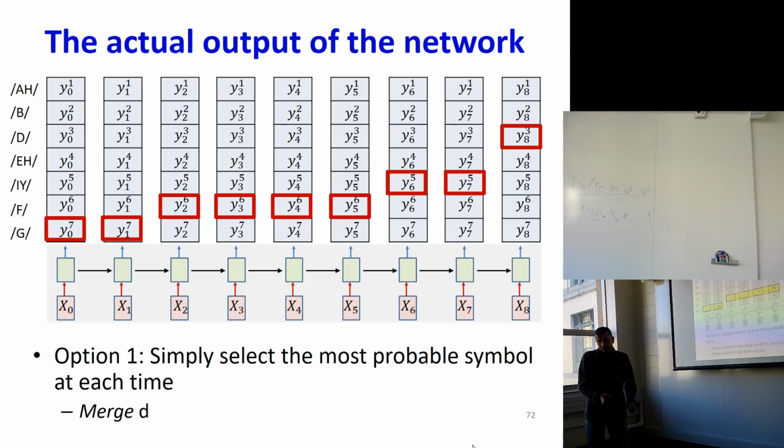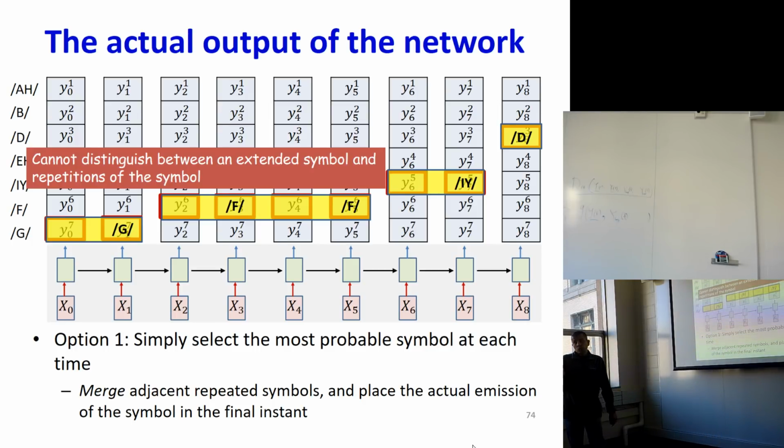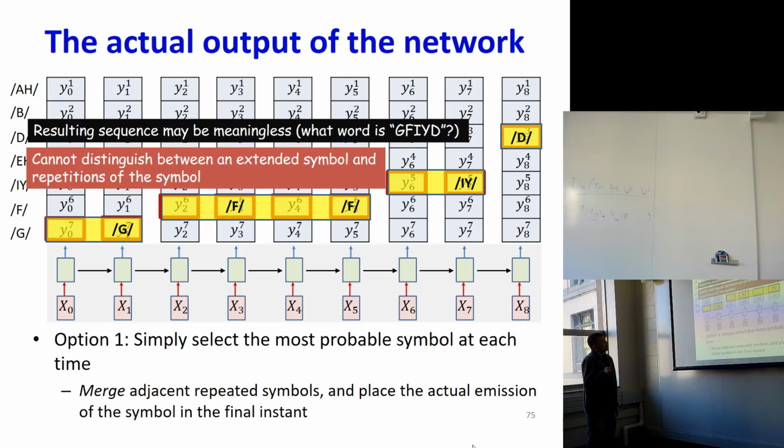What you're saying is that if the same symbol occurs sequentially many times, then you could say, okay, this is all just a G. This is all just an F. This is all just an E. That's a D. The problem, of course, is that it doesn't let you distinguish between two Fs and a single F, right? And the resulting sequence may be totally meaningless. What's feed? I have no idea, right?